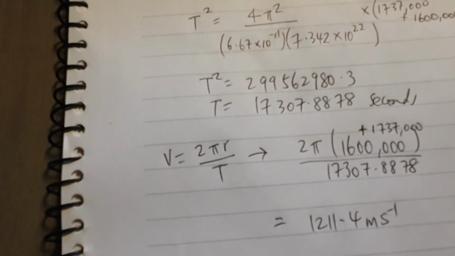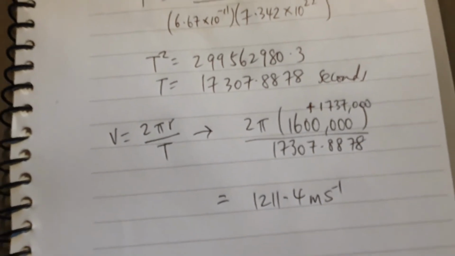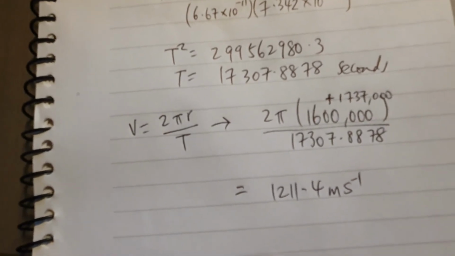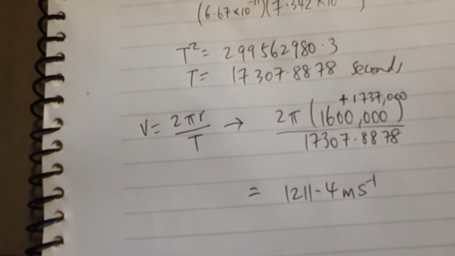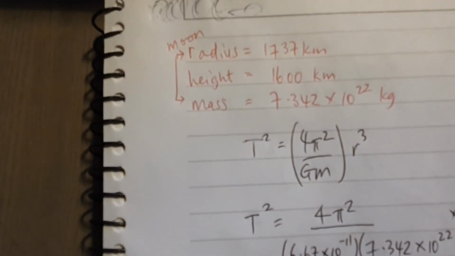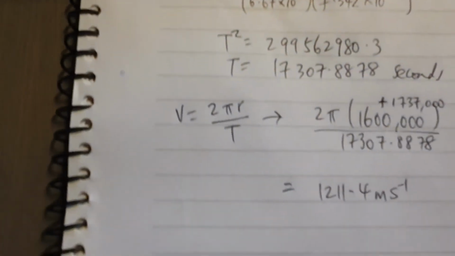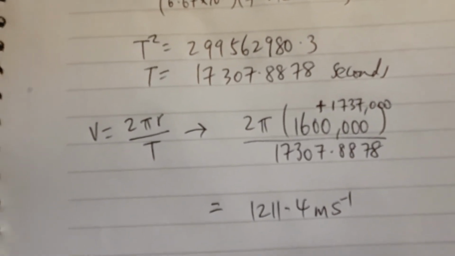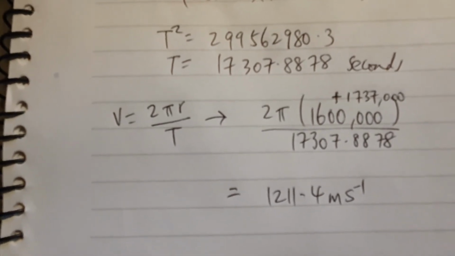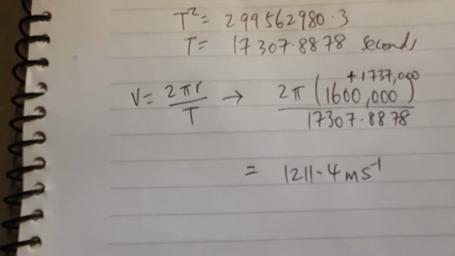2 pi r is the distance around the circle, T is the period, the time it takes to go around once. So I did 2 pi, and then remember you have to include the radius and the height. So the radius of the moon was 1,737 kilometers, and you need to add on the height. So that's the total distance from the center of the moon, and then divide that by the period, which is 17,307.8878, and then you should get 1,211.4 meters per second.